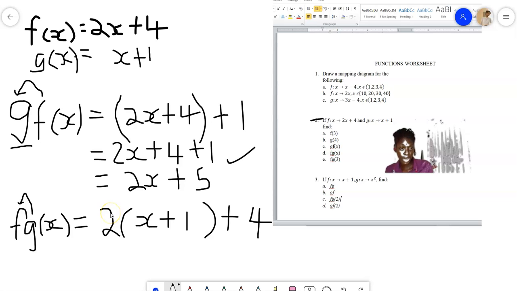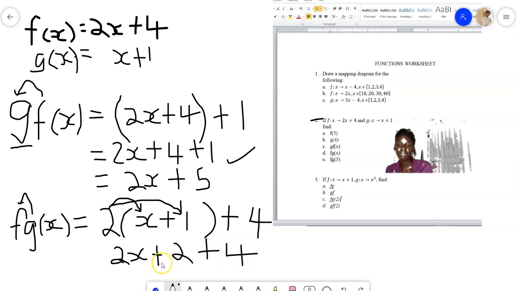Alright, so now that we have the number and no space, no sign, no operation between it and the bracket, it means that they are multiplying. Right? So that means we have to multiply each element in the bracket by the number outside. So 2 multiplied by x, 2x. And 2 multiplied by 1, that is 2. And we write back plus 4. And we simplify. 2 plus 4, 6. So that means fg of x is 2x plus 6. And you should take note that fg of x is not equal to gf of x. So the order that you do it is important, because you won't get the same answer if you do it a different way.